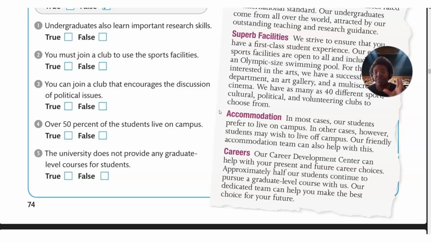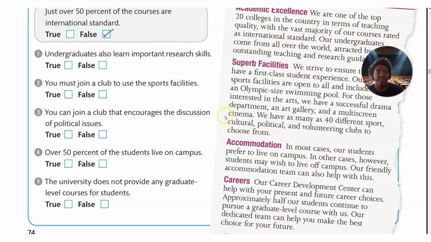Great. We saw a lot of the phrases that we practice. Let's go right to the true false. Let's look at number 1. Undergraduates also learn important research skills. True. That is true. Number 2, you must join a club to use the sports facilities. That's false. Number 3, you can join a club that encourages the discussion of political issues.